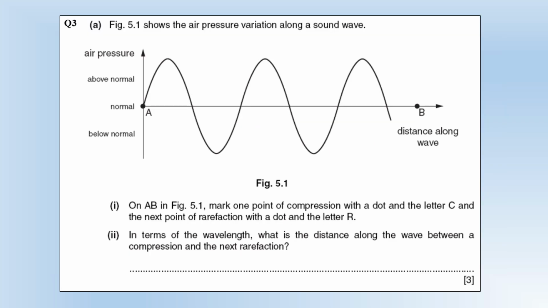Okay, so the diagram shows the air pressure variation along a sound wave. So on AB, mark one point of compression with a dot and a C, and the next point of rarefaction with a dot and a letter R. So a compression would be where the air pressure is slightly higher. The next rarefaction would be at the trough down here, where the pressure is actually the lowest. In terms of the wavelength, what is the distance along the wave between a compression and the next rarefaction? Well, compression to compression would be one wavelength, so compression to rarefaction is half a wavelength.